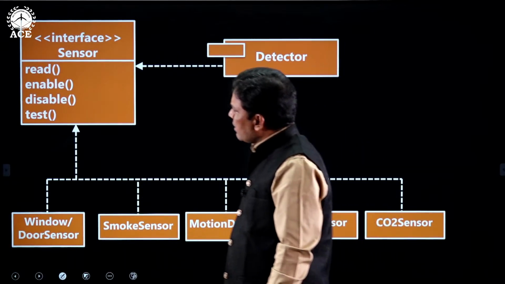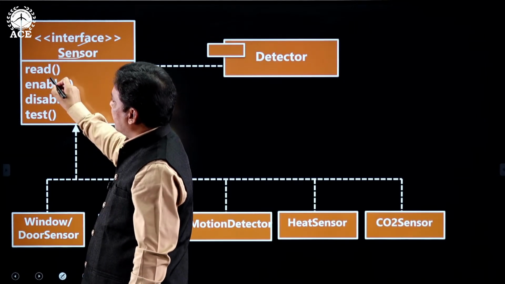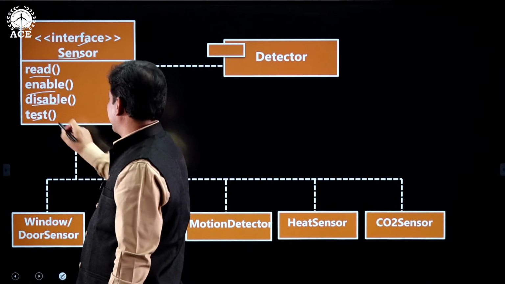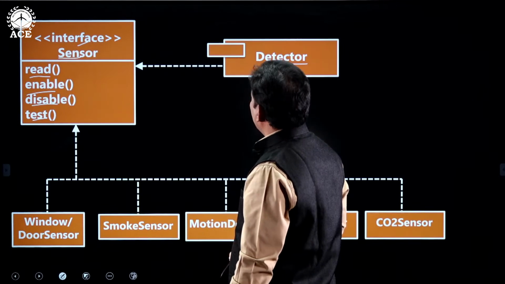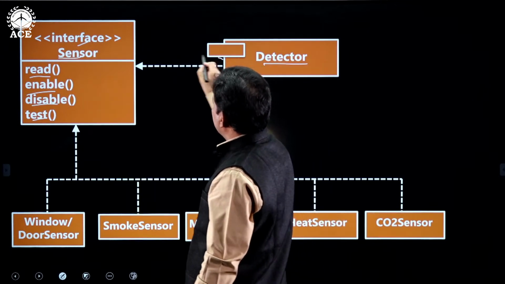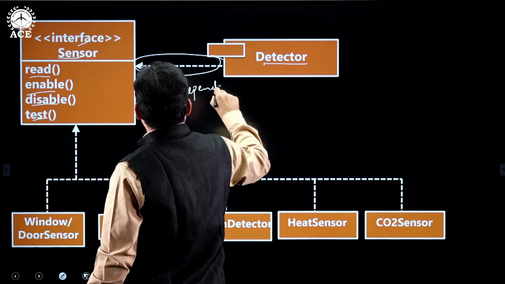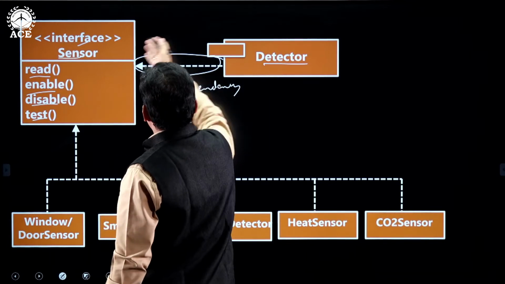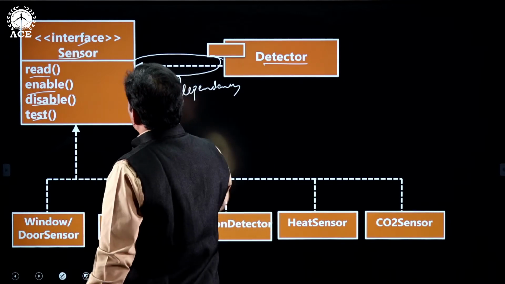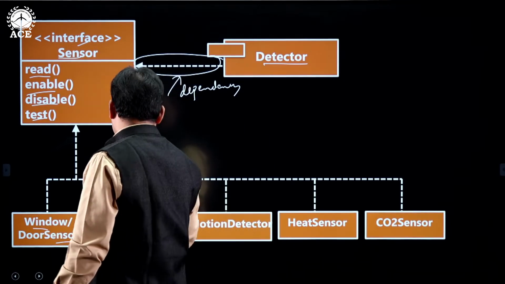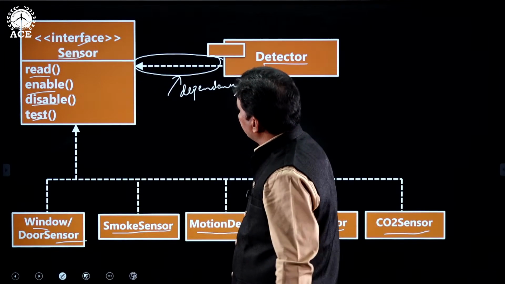Let's see here. What is the interface name here? Sensor is the interface. This sensor interface is going to perform what operations? Read, enable, disable, test. Coming to detector, detector is one of the components. So what is the relationship here? Dependency relationship in UML. Detector is going to detect using sensors. And what are the sensors here? Window, door sensor, smoke sensor, motion detector, heat sensor, CO2 sensor.